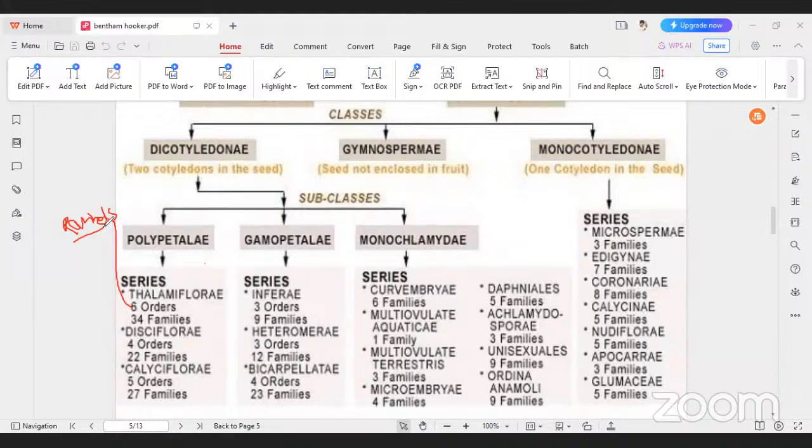And the last order, sixth one, Malvales. In Malvales, sepals free, valvate in distribution, stamens numerous, carpel number 3 to 8, fused, axile placentation. So this is the Malvales, and it has the three families: Malvaceae, Sterculiaceae, and Tiliaceae.